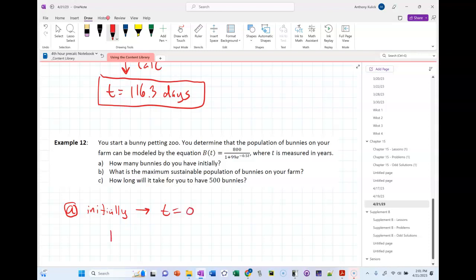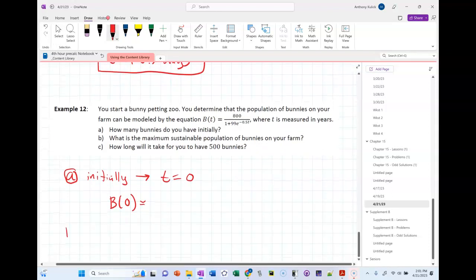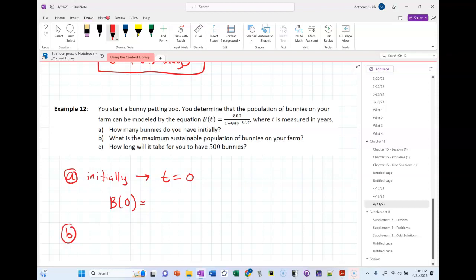So all I'm going to do is b of 0. That just means I'm going to be plugging 0 into that equation up there. I'm just going to do that on my calculator in a minute. I'm going to go on and do the rest of this first, and then I'll come back and type that stuff in, so I'm not toggling back and forth between my calculator.